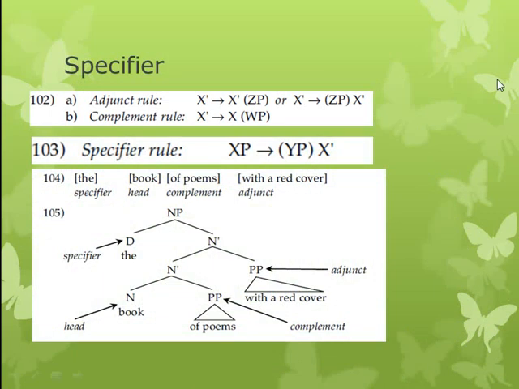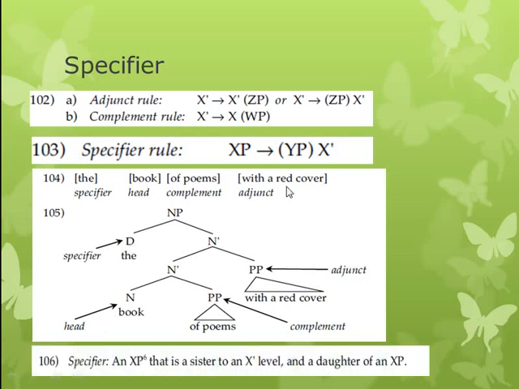Specifier is XP, which consists of YP and X bar. So like this one, specifiernya adalah the. Okay, so the is actually the XP. Okay, so this one, noun phrase is YP and X bar. Jadi di sebelah sininya, this is the specifier, and then head, and then complement, and then adjunct.